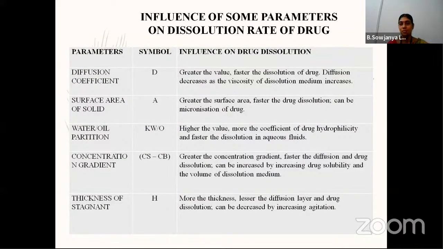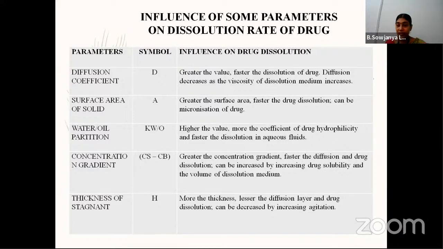Some of the parameters that influence the dissolution rate of a drug are the diffusion coefficient, surface area of the solid, water and oil partition, hydrophilicity and lipophilicity, the concentration gradient, and the thickness of the stagnant thin film formed. All these parameters are responsible for the dissolution rate of a particular drug. First is the diffusion coefficient. The symbol is D. The greater the value of the diffusion coefficient, the faster the dissolution of the drug.